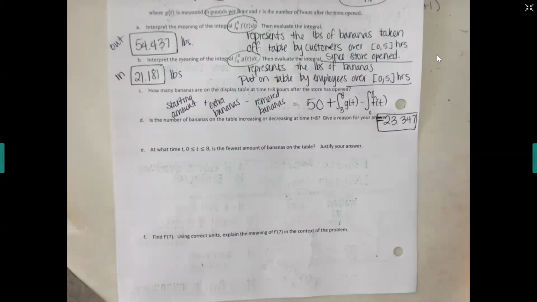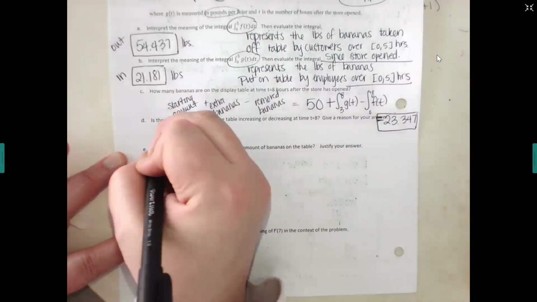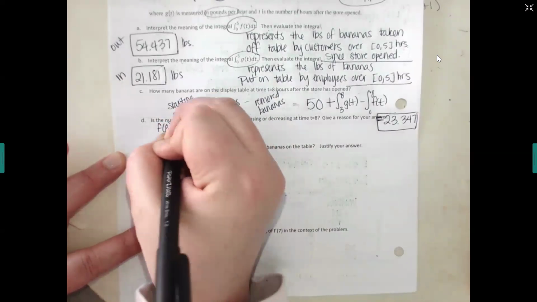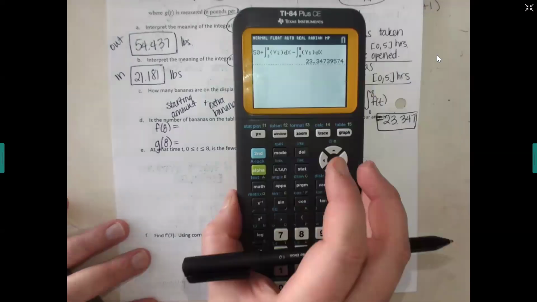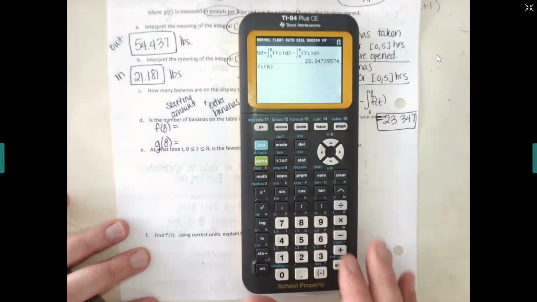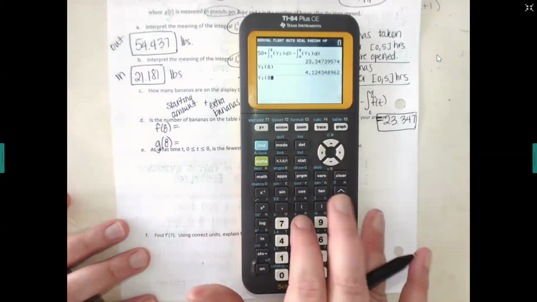Okay, next part says, what's happening overall to the number of bananas? Is it increasing or decreasing? Well, then I want to know how fast are the bananas going on, how fast are they going off, and then which of those is bigger. Remember, though, those are Y values, because your equation is already bananas per hour. So we're going to find F of 8, G of 8, and then we're going to see which one's bigger. So on your home screen, do alpha trace Y1, parentheses 8. Alpha trace Y2, parentheses 8.